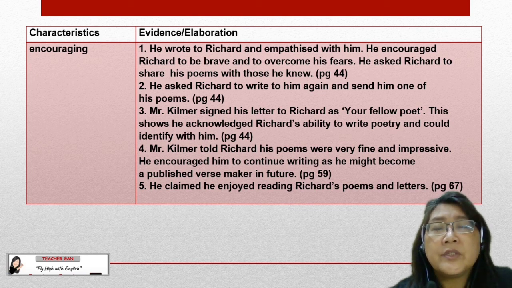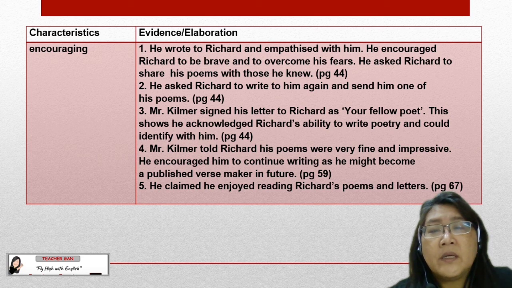He asked Richard to share his poems with those he knew. Number 2, he asked Richard to write to him again and send him one of his poems. 3. Mr. Kilmer signed his letter to Richard as your fellow poet. This shows he acknowledged Richard's ability to write poetry and could identify with him. 4. Mr. Kilmer told Richard his poems were very fine and impressive. He encouraged him to continue writing as he might become a published verse maker in future. 5. He claimed he enjoyed reading Richard's poems and letters.